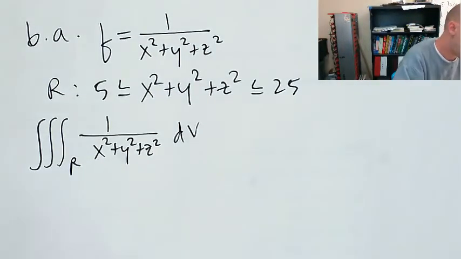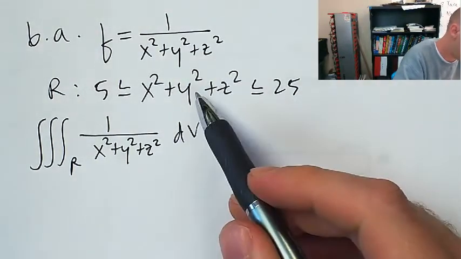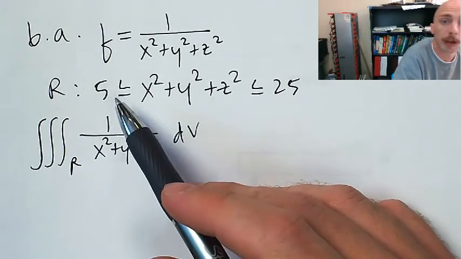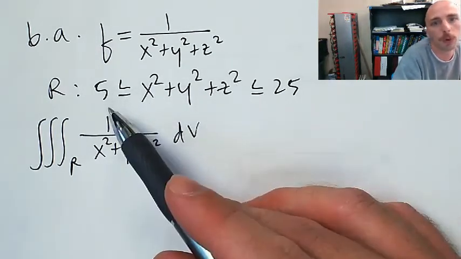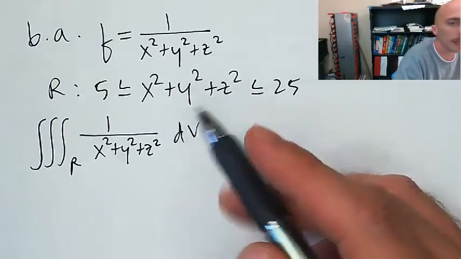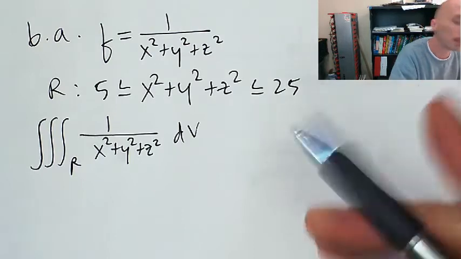Okay, so we're going to switch this integral to spherical, right? Because this is just going to be rho squared between 5 and 25, which is rho between square root of 5 and 5. And theta and phi are running their full ranges.